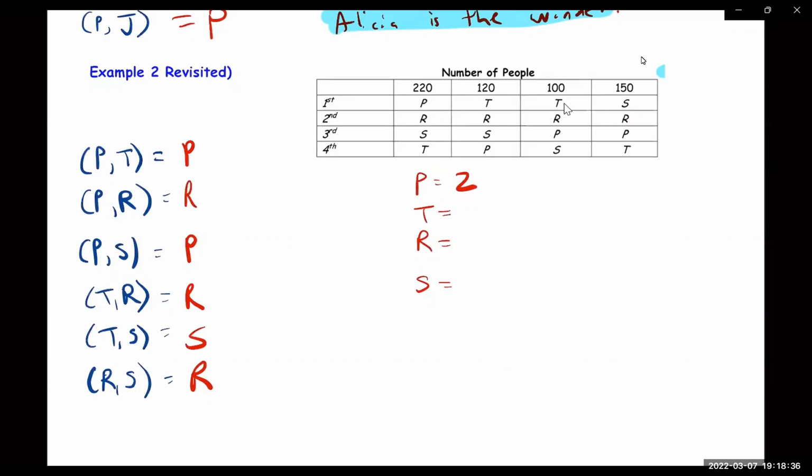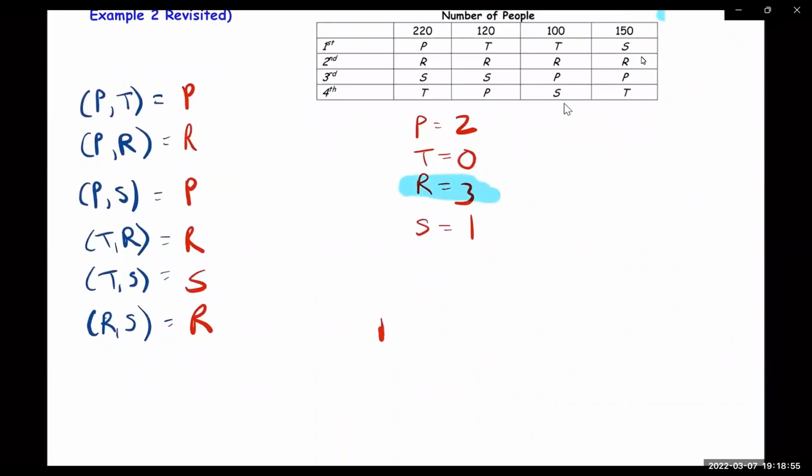T has 0 votes, right? Because there's no T. R has 3 votes. And S has just one. So the winner is Rita.